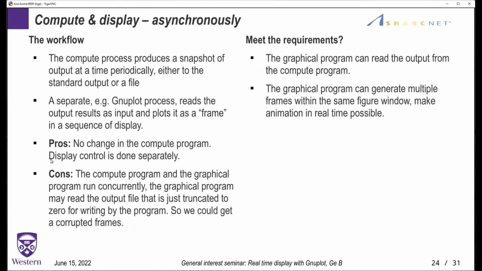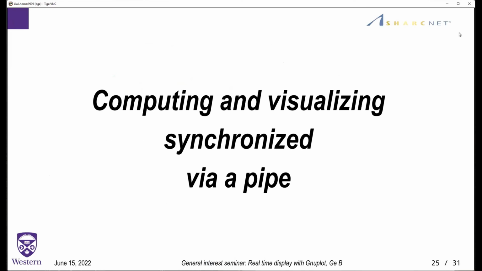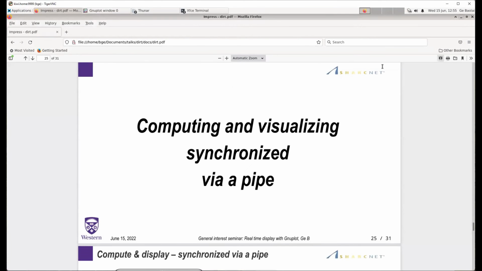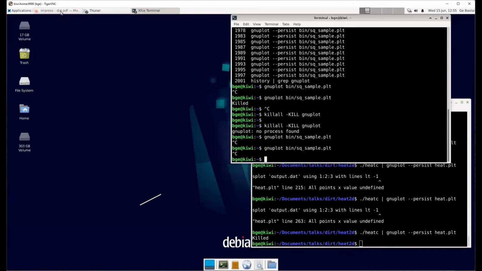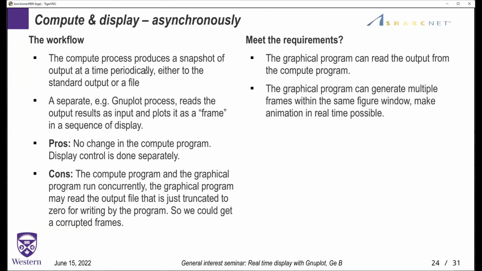Summary here: the compute process produces snapshots, output at a given time, but only one output file. The pros: no change in the operation of the compute program, and display control is done separately.